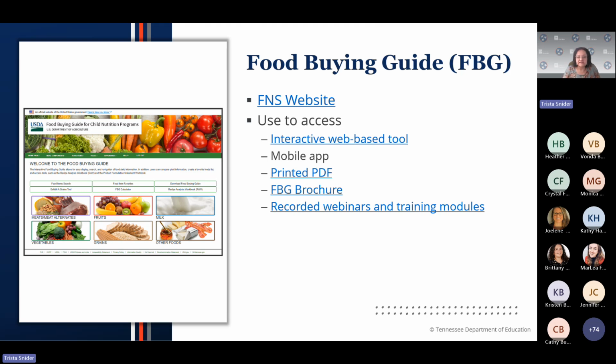So I want to point out some of the links that we have available for you. We have the FNS website, which is a broad landing page that has a lot of other resources as well. What we're going to be looking at today is the interactive web-based tool. There's also the printed PDF of the Food Buying Guide, a Food Buying Guide brochure, and lastly, there are recorded webinars and training modules on the Food Buying Guide that are presented by the USDA. So those are also available for you if you need a deeper dive than what we're going into.